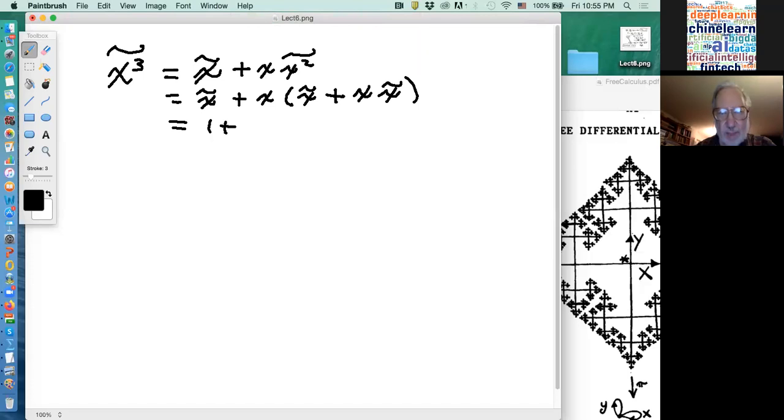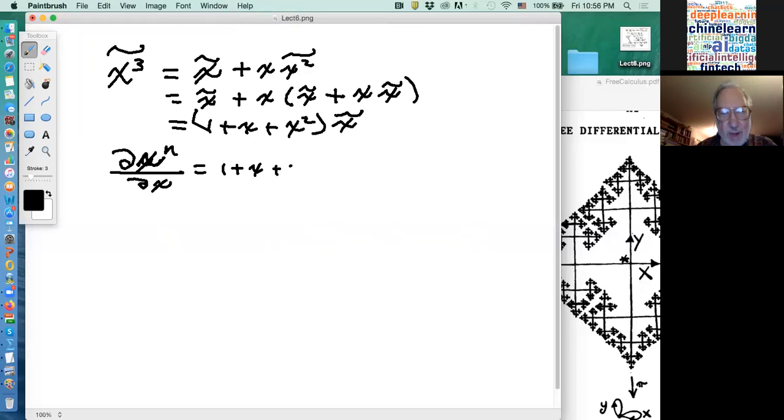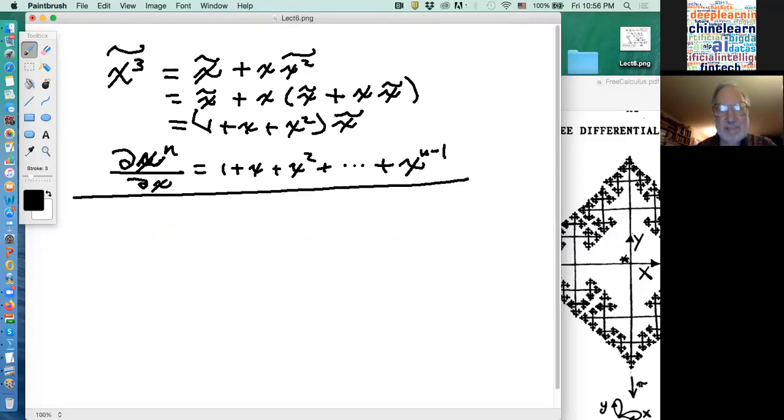But now this is equal to 1 plus x plus x squared multiplied by the lift of x. So now you see that the derivative of x to the n with respect to x is equal to 1 plus x plus x squared plus up to x to the n minus 1, and so on, right? And so you can learn to do calculus here. But I need to jump now and tell you the definition of the Alexander polynomial.